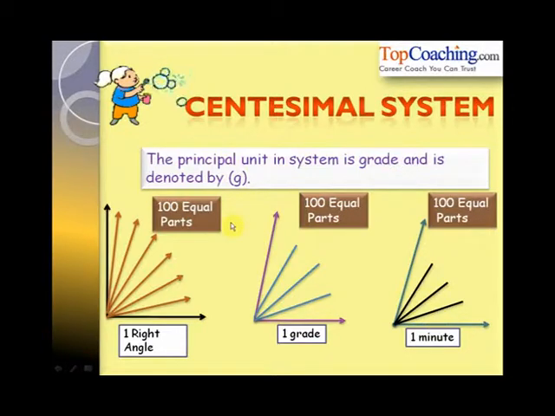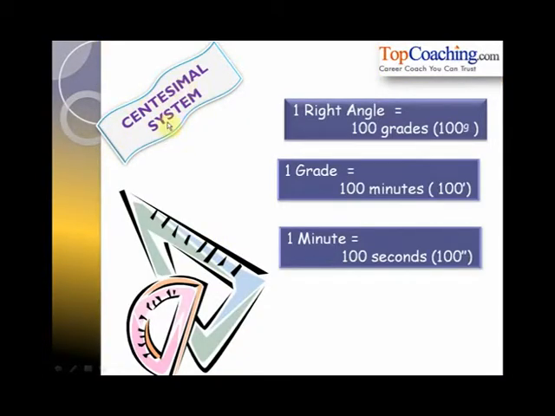So in this system of measurement, what we do is we divide a right angle into 100 equal parts such that every equal part is known as 1 grade. Then we take 1 grade and divide it into 100 equal parts such that each of these equal parts is known as 1 minute. And further, we take this 1 minute and divide it again into 100 equal parts, and every equal part is known as 1 second. So what we can say is in the centesimal system, one right angle is equal to 100 grades. 1 grade is equal to 100 minutes, and 1 minute is equal to 100 seconds. So grade is represented this way, minutes is represented this way, and seconds is represented this way.